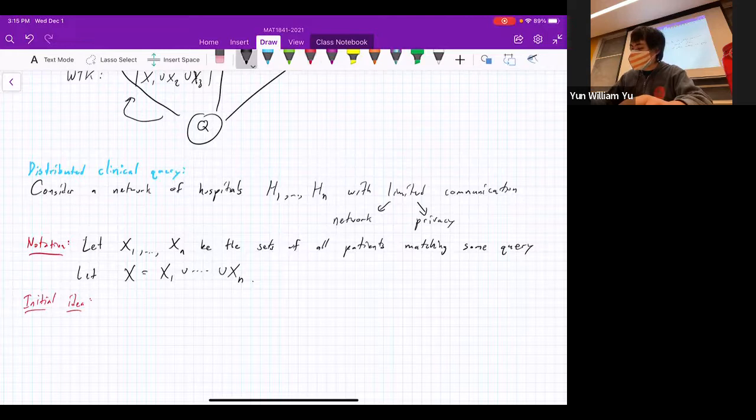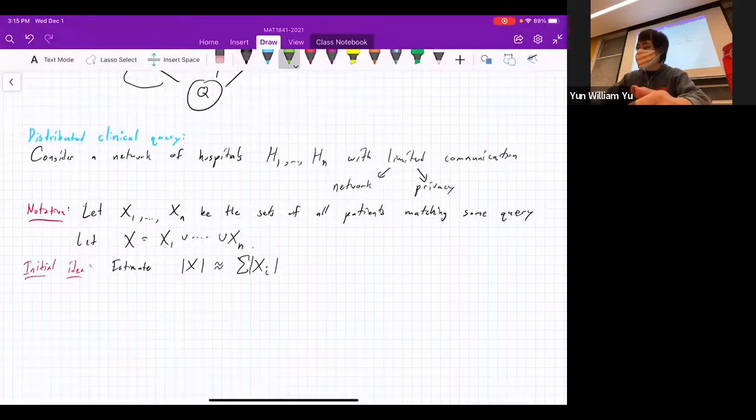So the initial idea is you're just going to estimate the size of X is approximately equal to the sum over all i of the size of Xi. There are a number of pros of this. The biggest pro is that this is easy to compute. This is super easy to compute and send. Very little data is sent.